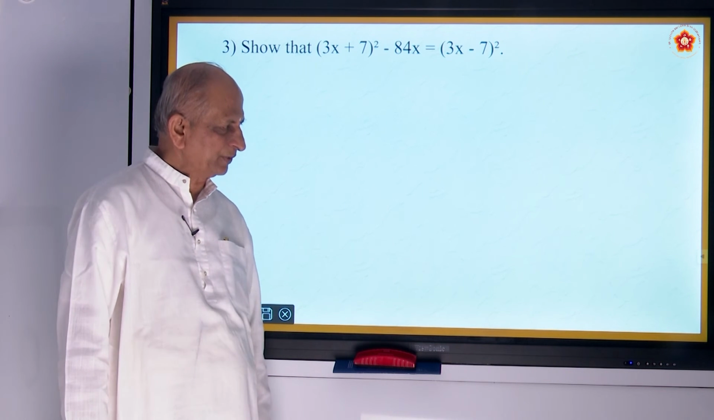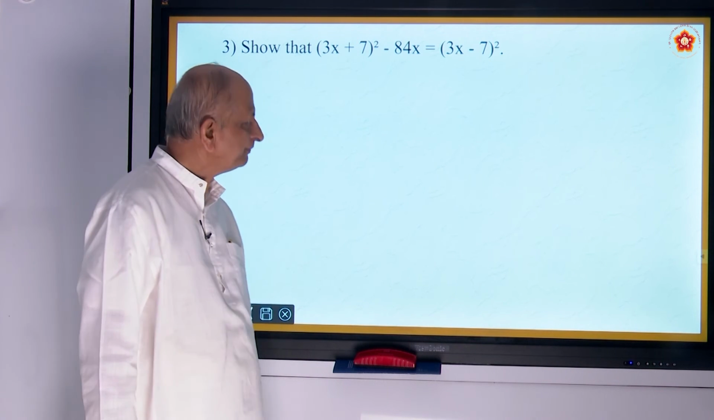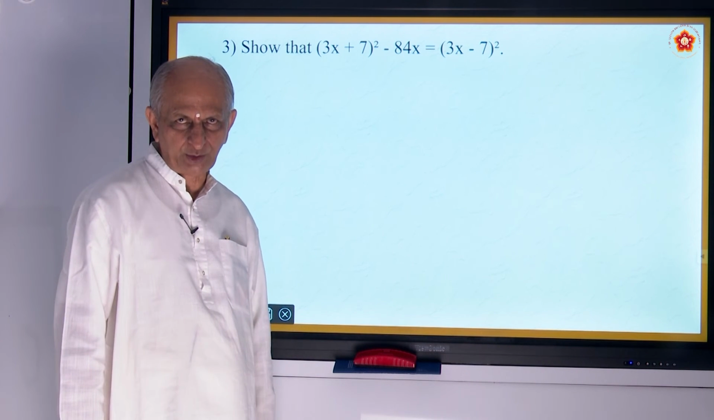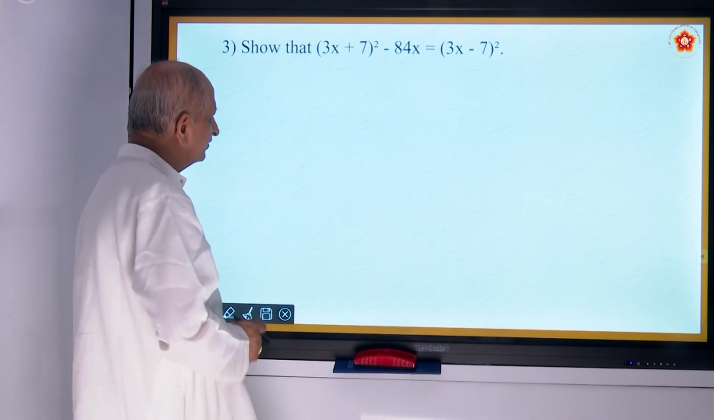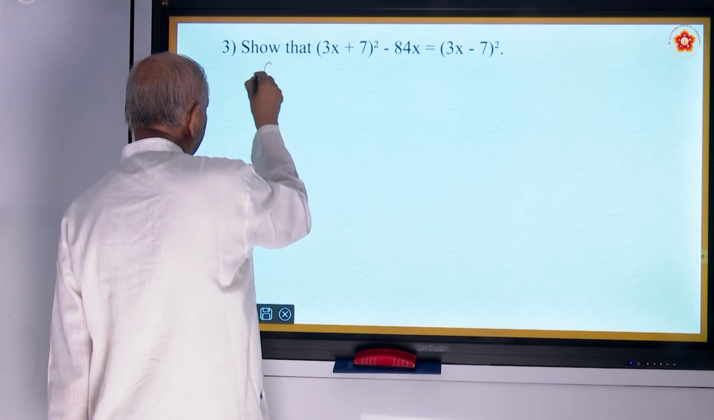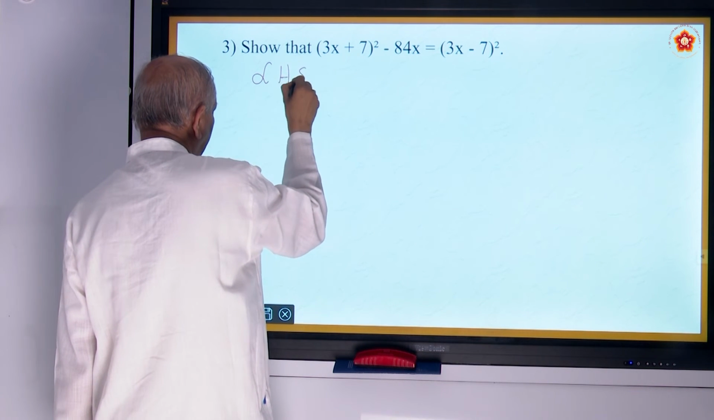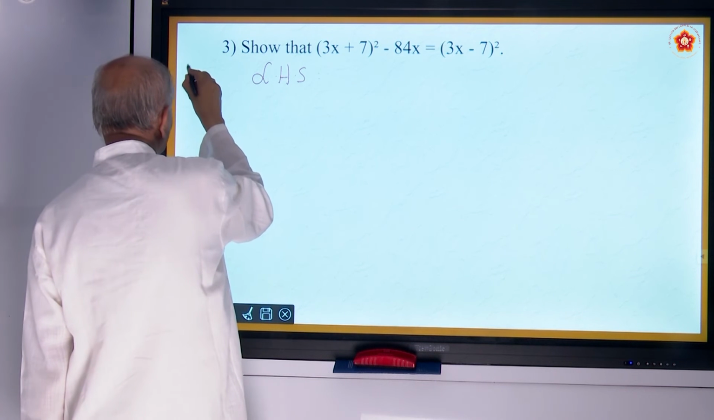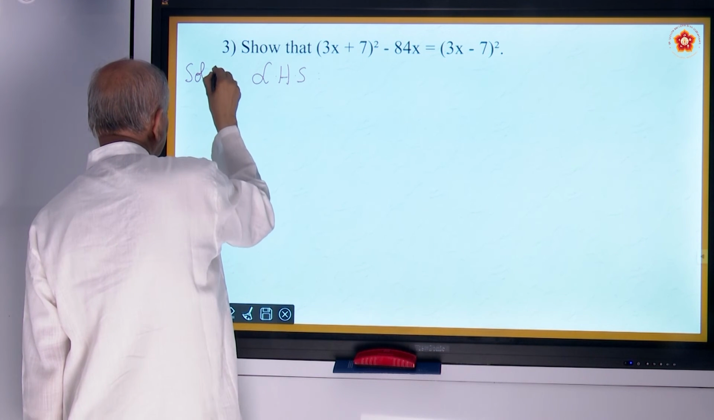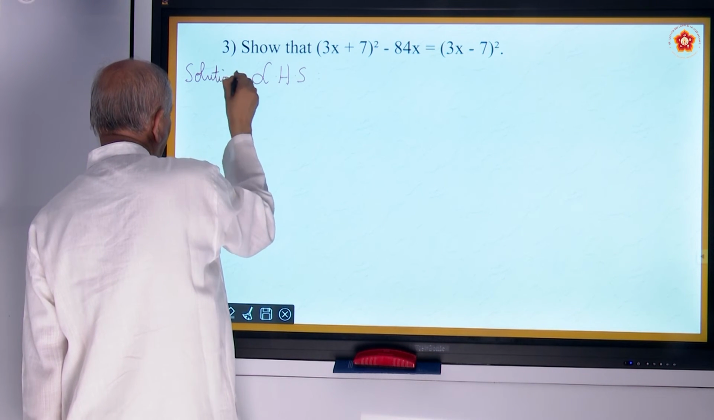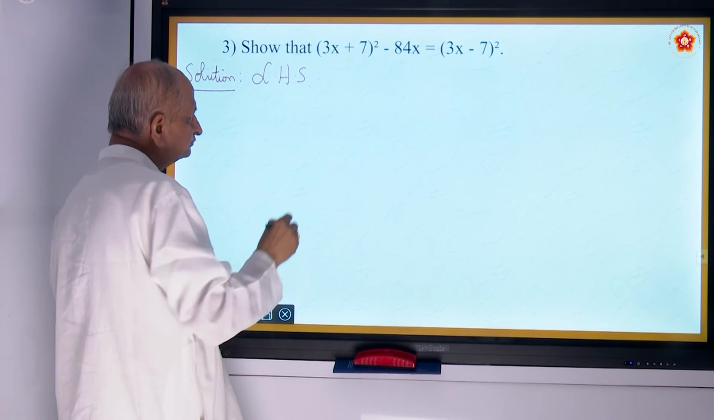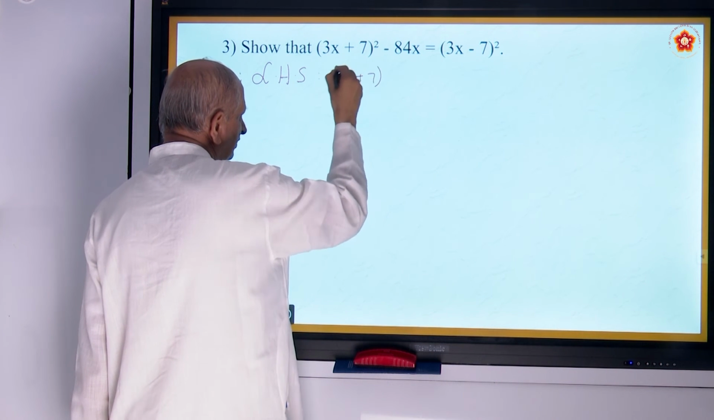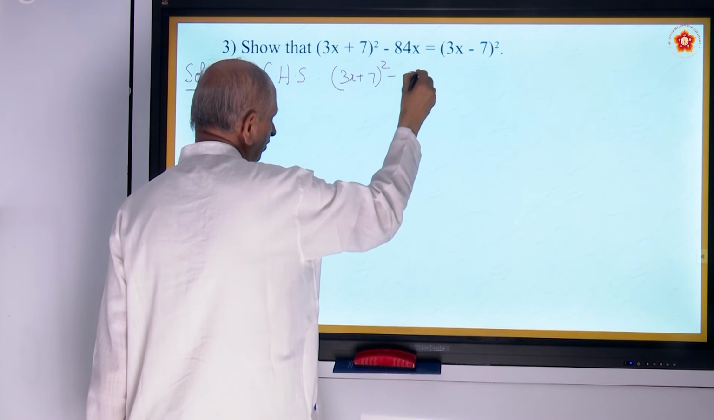One more interesting question. Show that 3x plus 7 whole square minus 84x equal to 3x minus 7 whole square. You must take it as left hand side. You must prove that it is equal to right hand side. So the solution. Come on, can you think of the formula? Yes, first identity, correct? First identity you have to make use of.